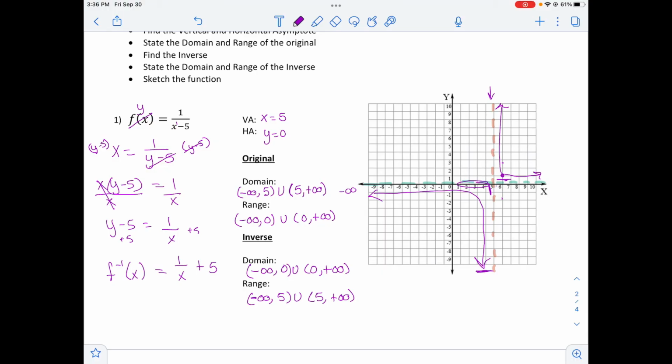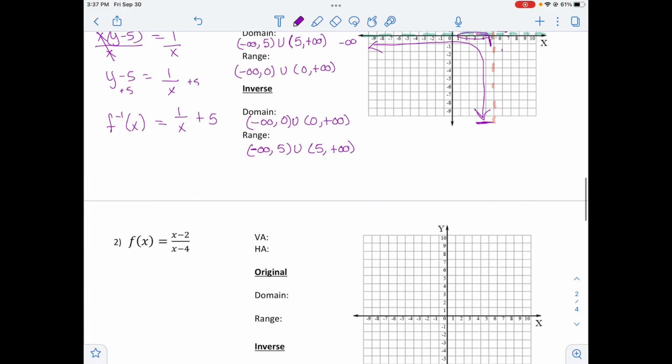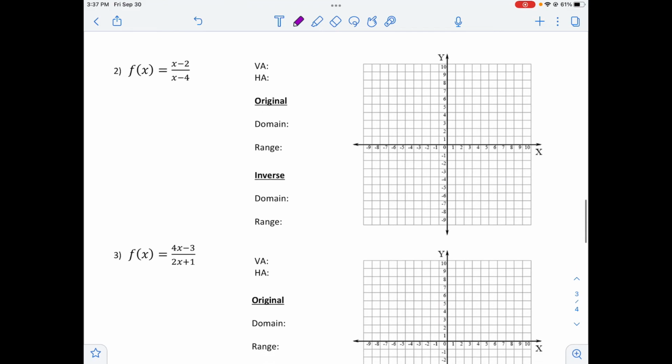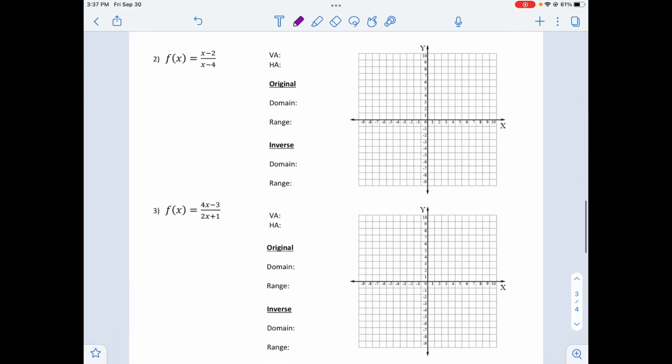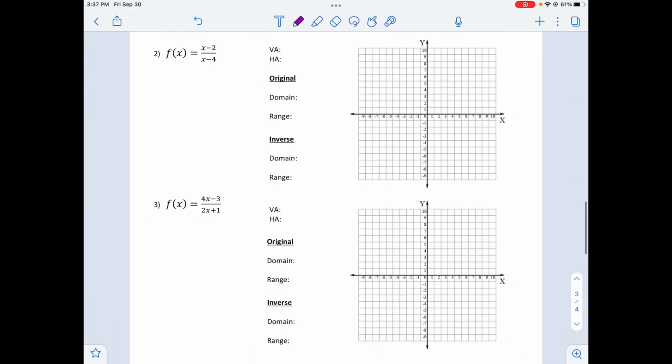So if I think about what's happening, if I were to graph my reciprocal, I want you to put these in Desmos and see how it looked originally, and then your inverse. You should see how it's changed, and then it's crossing the y equals x line. All right, I want you to try number 2 and number 3. Find the vertical and horizontal asymptotes, domain and range, find the inverse, and then go ahead and sketch the original and see how good you do, and then check yourself.